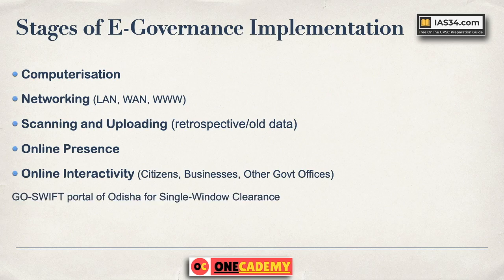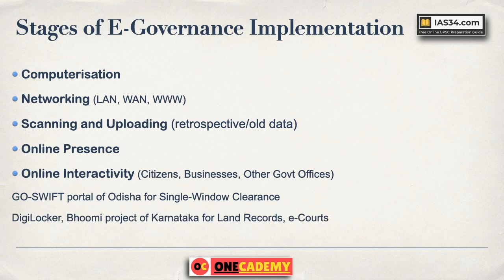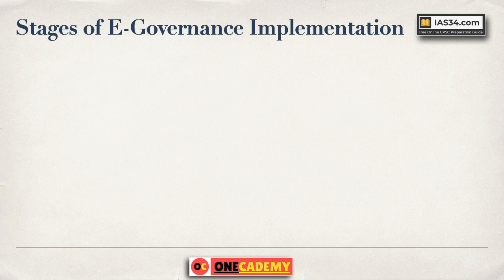For example, the Go Swift portal of Odisha for single window clearance of industrial projects, industrial proposals, which is a very successful e-governance project. Go Swift, you can go and learn about it a bit. And that's one of the reasons why Odisha has become the number one investment destination, even beating Maharashtra in the last 6 months. There are other examples also we'll learn in the later part of this lecture.